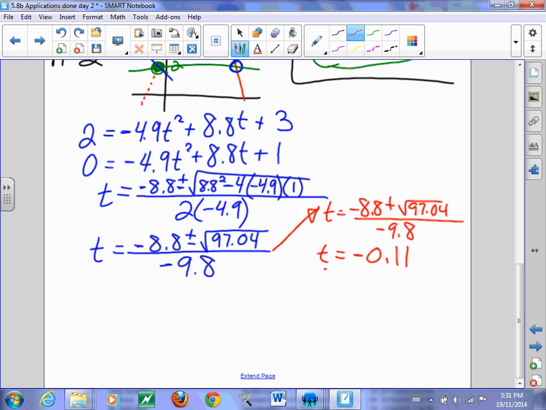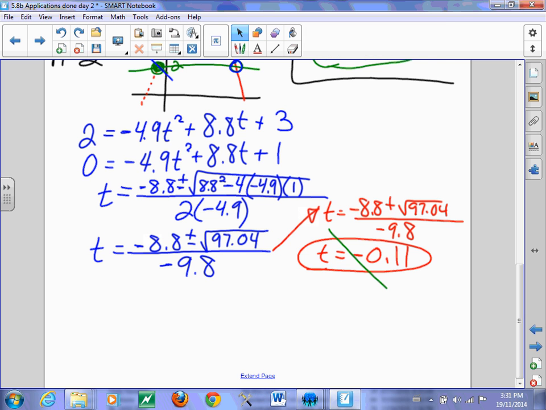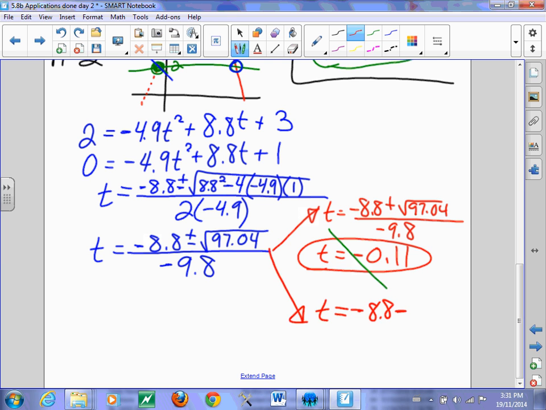And if you think about it, folks, can time ever be negative when you're taking a look at a problem? Not really, unless you're going back in time, but that's not what the question asked. So your second root, ladies and gentlemen, t equals negative 8.8 minus root 97.04. Press equals, and then divide it by negative 9.8. And your time here equals 1.90.